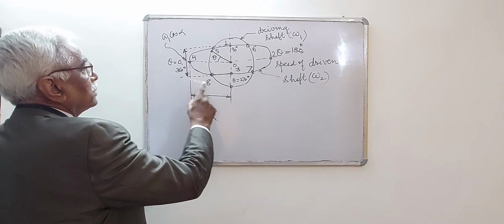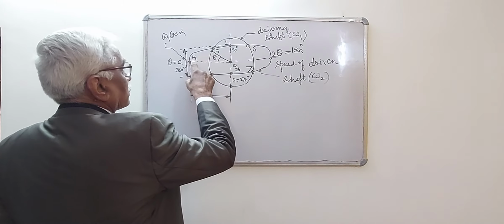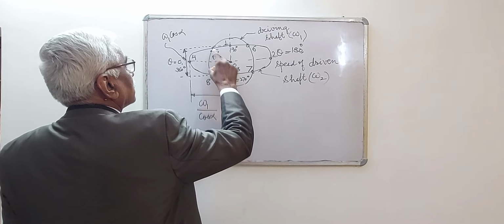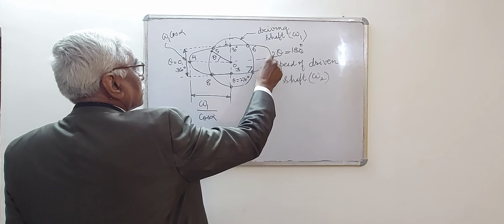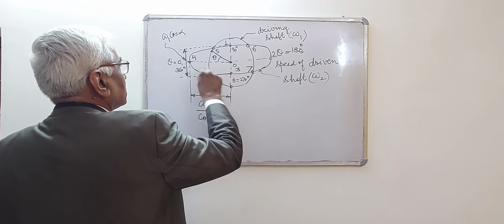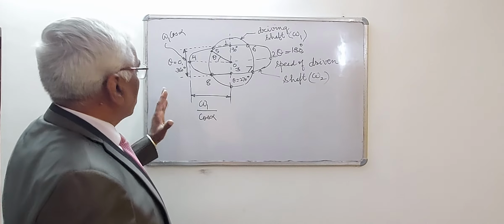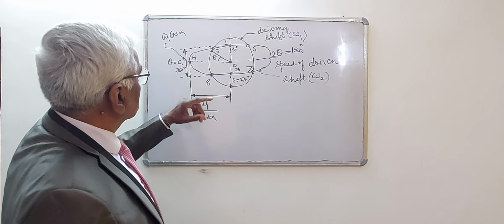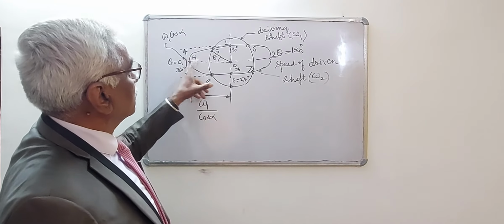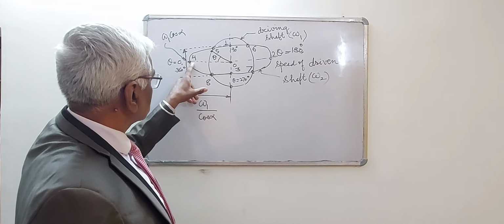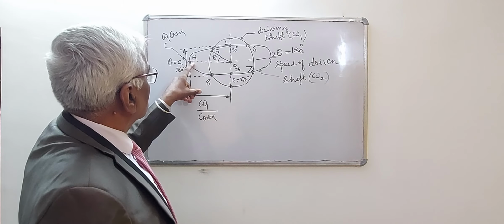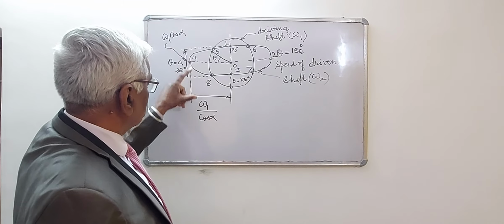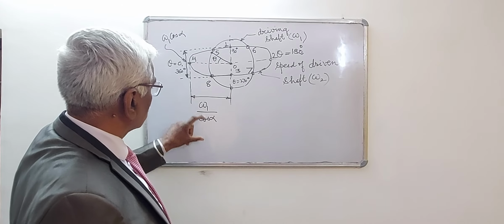And what are those points? 2 and 4. At 2, theta is equal to 180 degree, because this is theta 90 and theta 180, theta 270 and theta 360. So, when the value of theta is 0 degree, 180 degree and 360 degree, the speed of the driven shaft will be maximum and the magnitude will be omega 1 by cos alpha.